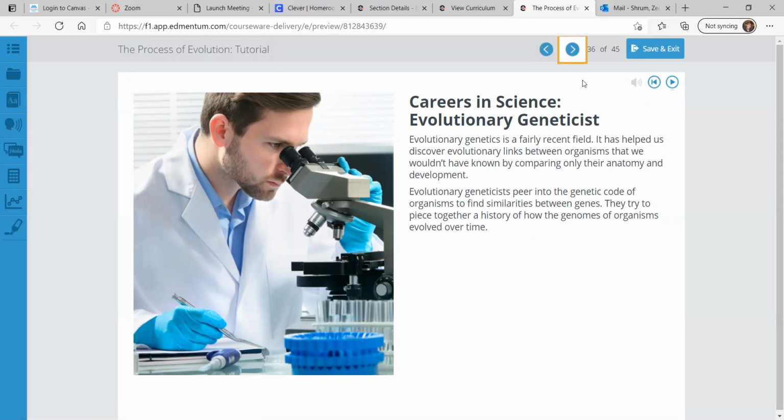An evolutionary geneticist. Evolutionary genetics is a fairly recent field. It has helped us discover evolutionary links between organisms that we wouldn't have known by comparing only their anatomy and development. These geneticists peer into the genetic code of organisms to find similarities between genes. They try to piece together a history of how the genomes of organisms evolved over time.